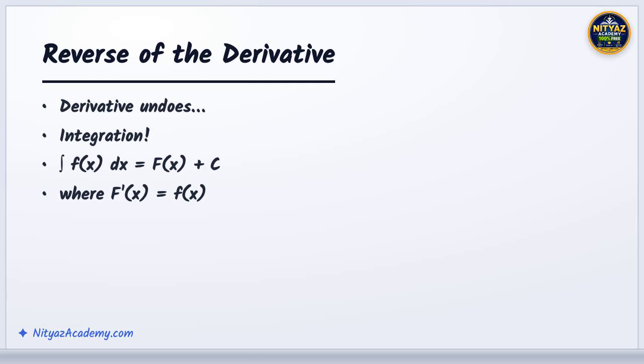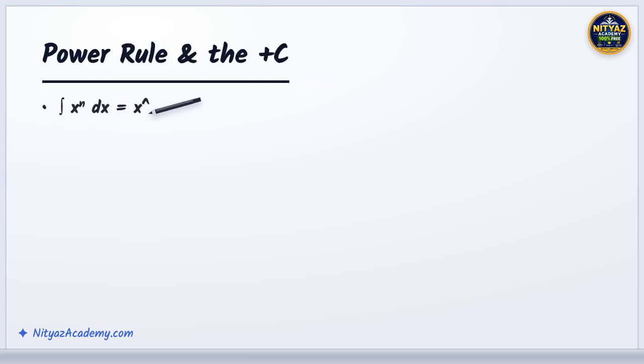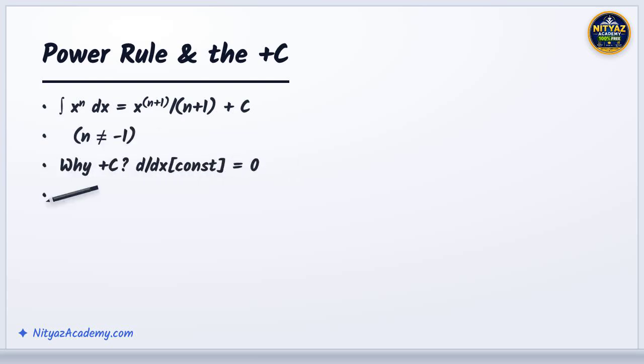It's the reverse operation. The power rule for integration: add 1 to the exponent, then divide by that new exponent. But why the plus c? Because the derivative of any constant is 0. So x squared plus 5 and x squared minus 3 have the exact same derivative. Integration can't tell them apart, so we add c to cover every possibility.